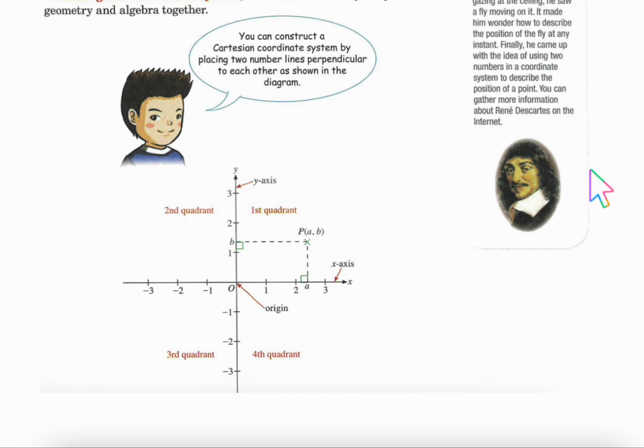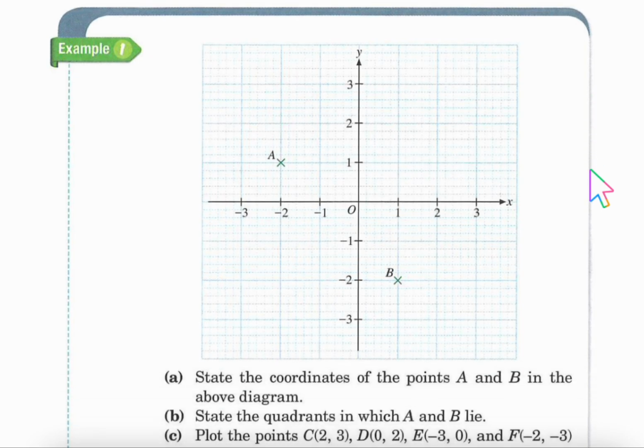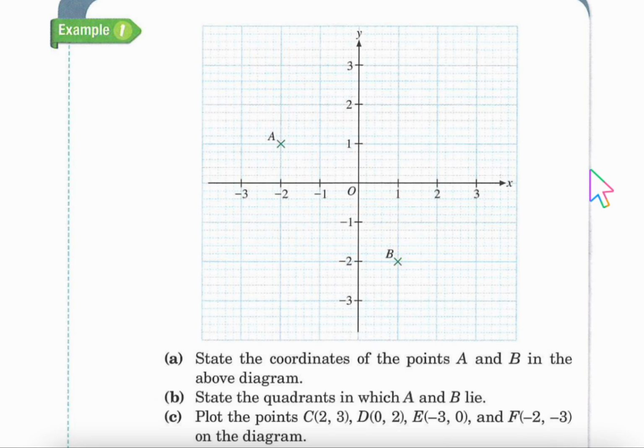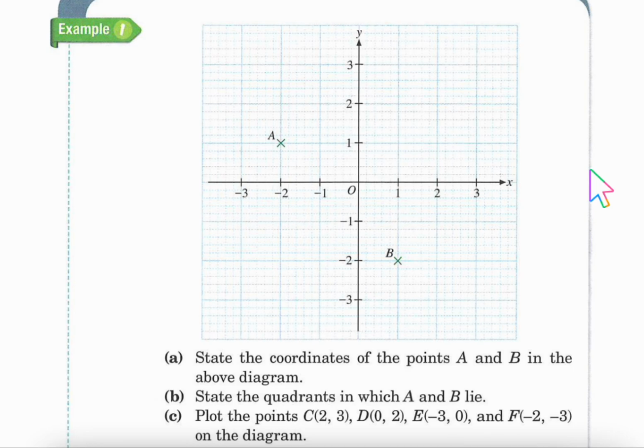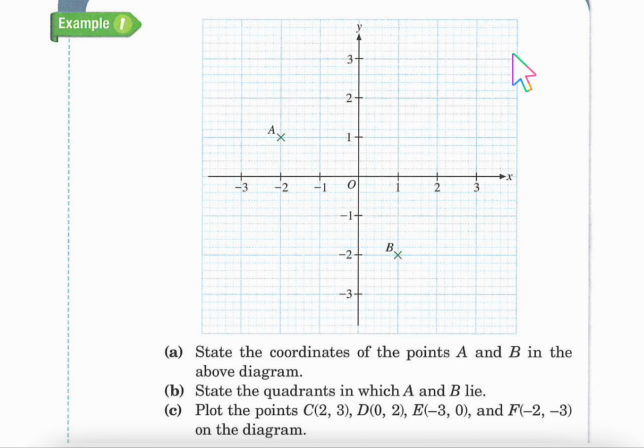All right, so let's go over an example from your book to practice. Example 1 wants you to state the coordinates of the points A and B in the above diagram. Then state the quadrants in which A and B lie. And lastly, plot the points C, D, E, and F using those coordinate pairs on the diagram. Go ahead and pause the video and try it on your own first.